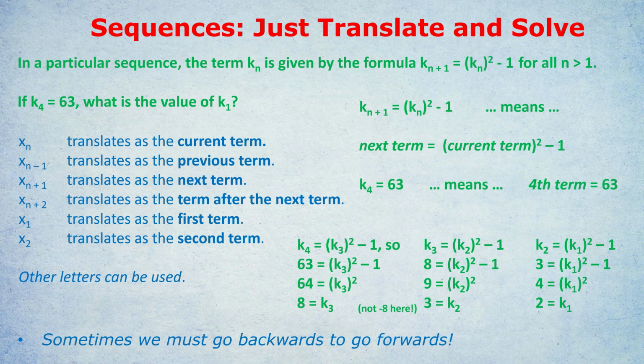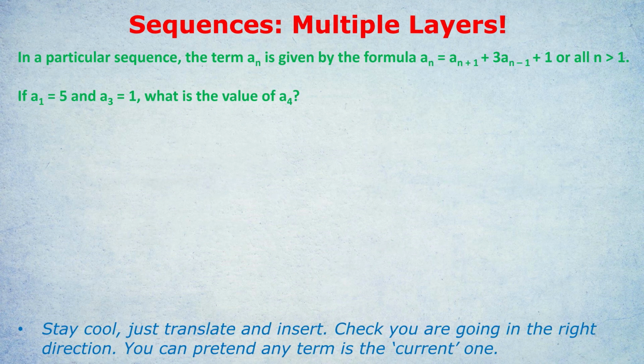Let us do it. In a particular sequence, the term an, different letter, doesn't matter, is given by the formula an equals an plus 1 plus 3 an minus 1 subscript plus 1 for all n greater than 1. Wow, so many different translations we're going to have to do. If a1, the first term, is 5, and a3, the third term, is 1, what is the value of the fourth term? That's kind of freaky.